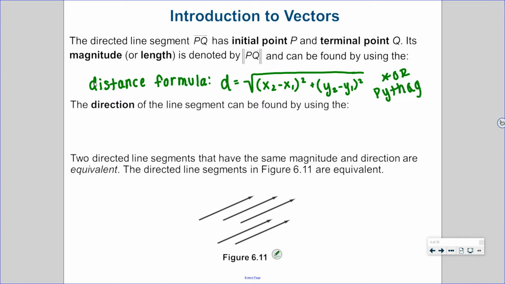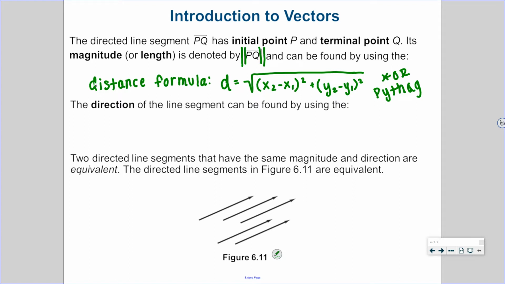Okay, here's the part that I should point out. The notation for magnitude is these double bars. They look similar to absolute value bars, and absolute value is distance away from 0, so it's kind of similar. If you see the double bars right here hugging that notation we talked about, like that vector PQ, that means magnitude. That means find the length. Okay, that's what that notation means.